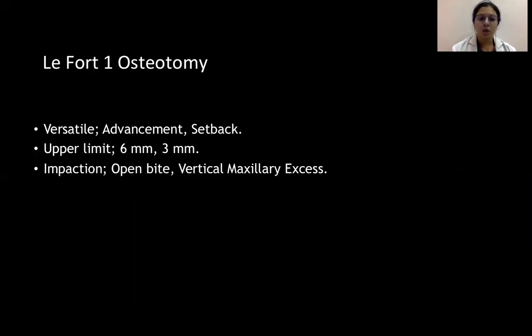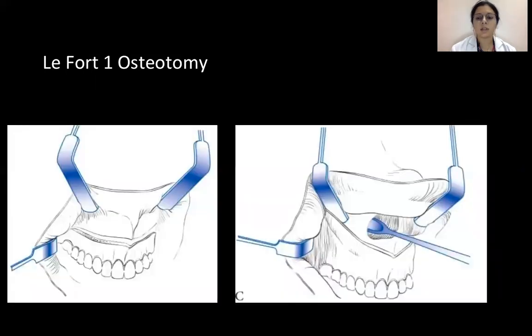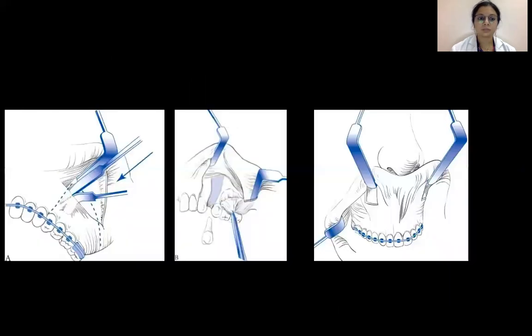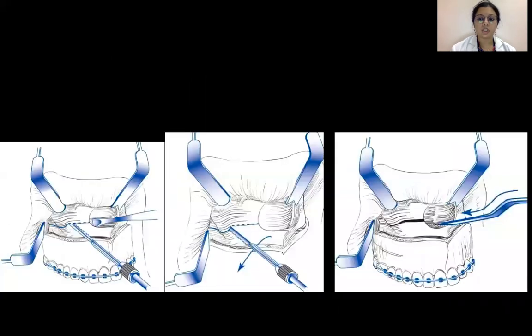Next is Le Fort 1 osteotomy. It's versatile. Advancement or setback can be carried out. The upper limit is 6 mm. Impaction, or open bite, and vertical maxillary excess are some of the reasons for which Le Fort 1 osteotomy can be carried out. This is a pictorial representation of Le Fort 1 osteotomy. A vestibular incision is placed, a flap is elevated, and the maxilla is either set back or advanced, after which plating is done.